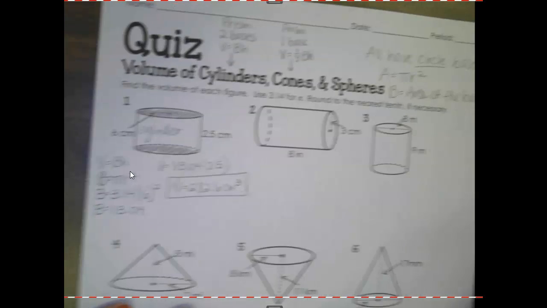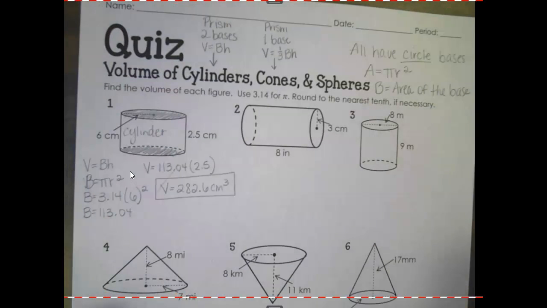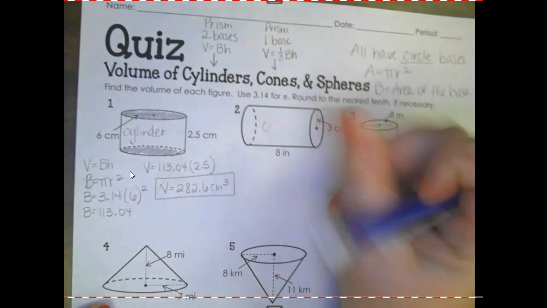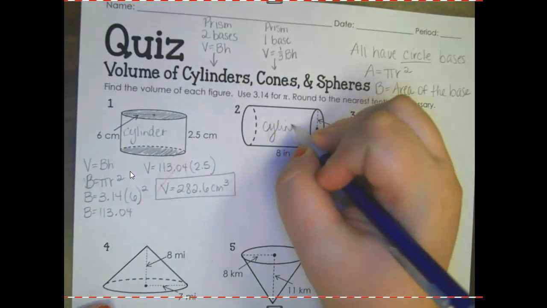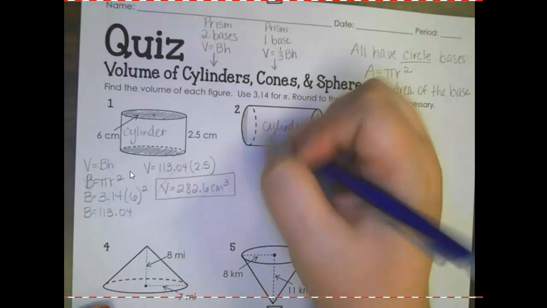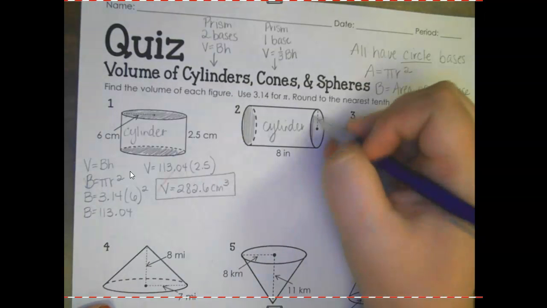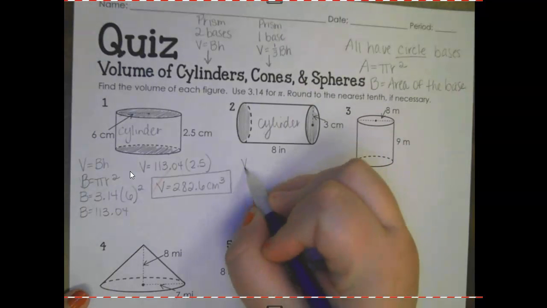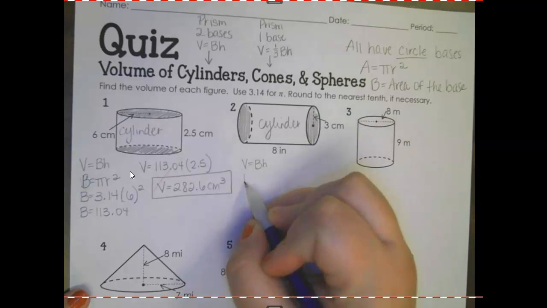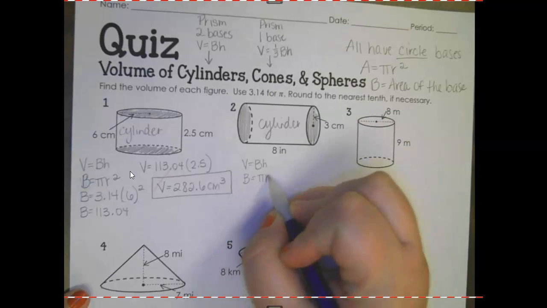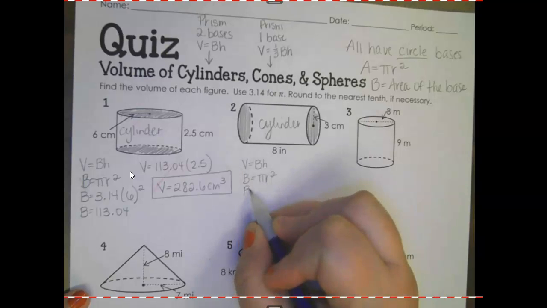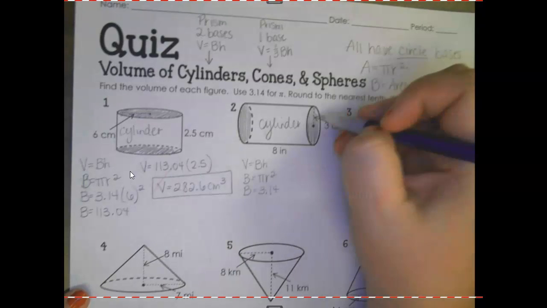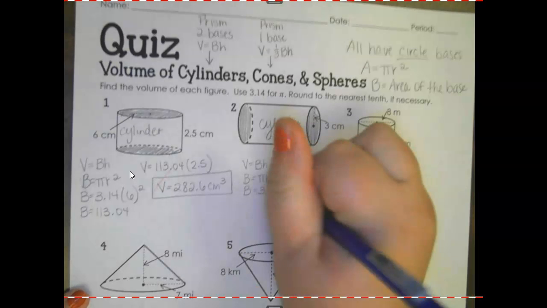All right, so let's look at number 2. Number 2, a cylinder or a cone. It is a cylinder. Ooh, nice that I can spell cylinder right. I'm shading my bases, 2 bases because it is a prism. So I'm going to do V equals big B H. Big B is going to be pi r squared. So we're going to do 3.14 times my radius. That is a radius. It goes only to the middle. So 3 squared.